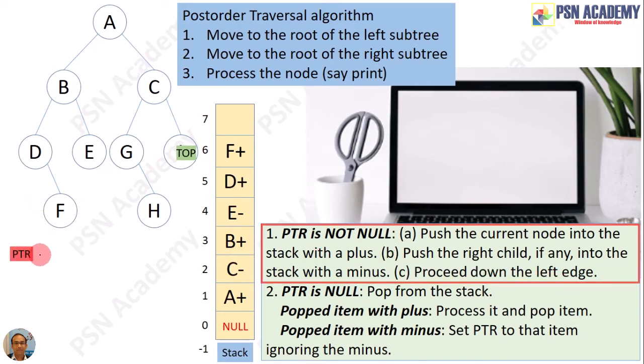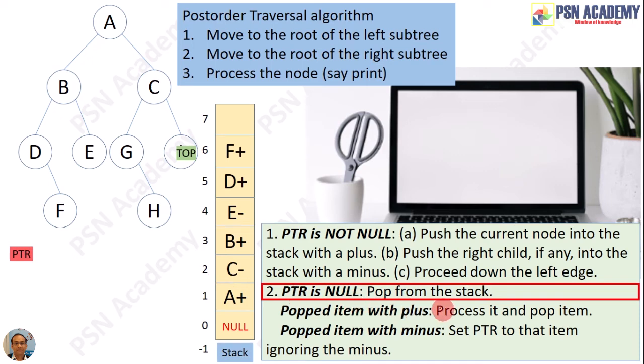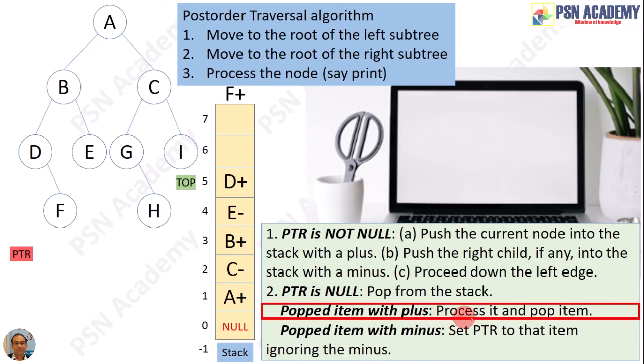Now if PTR is null, what should we do? Pop from the stack. So F plus comes out. Top goes to 5. We check, the popped item is with a plus sign, so we process it and then we will pop again. Our processing is printing the data. So we process F and we go for popping again.